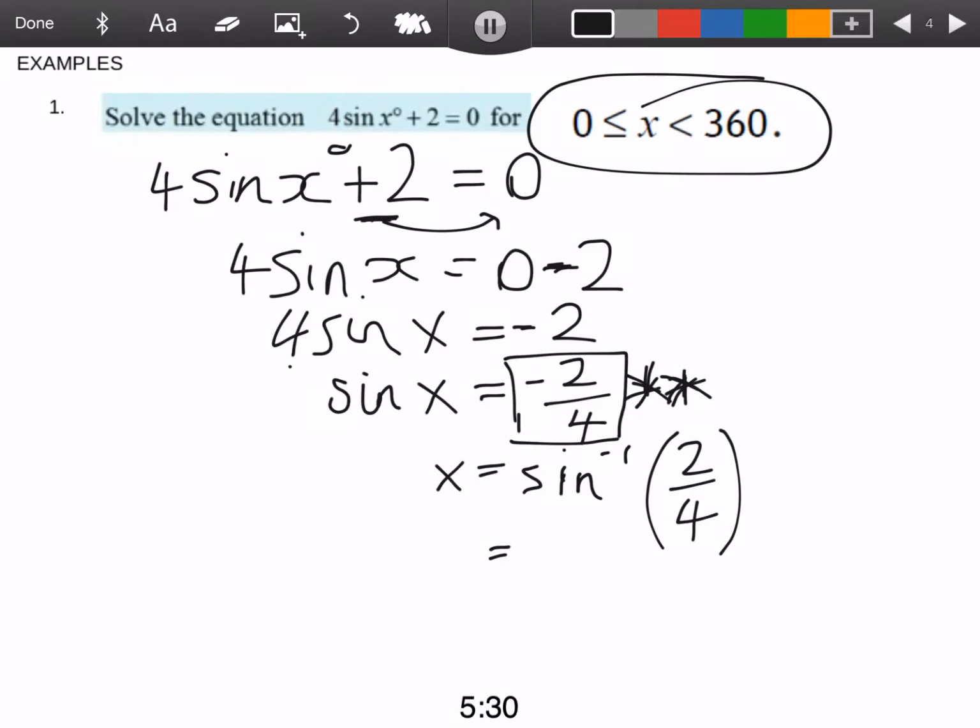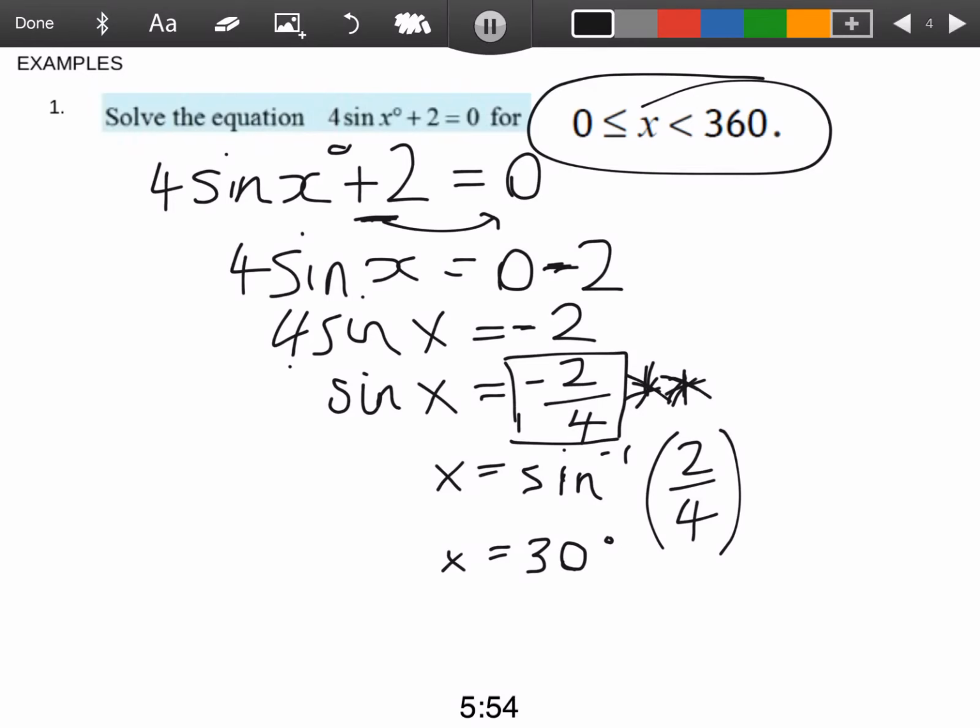It comes up as sin to the minus 1 on your calculator. Make sure, please, your calculator is in degree mode. It's usually indicated by a little D across the top of the screen. If you do that correctly, it comes up as x equals 30 degrees. Remember, these are in degrees, okay? X is 30. However, remember, we're looking for 2 solutions. This might be one of our solutions, it might not be.